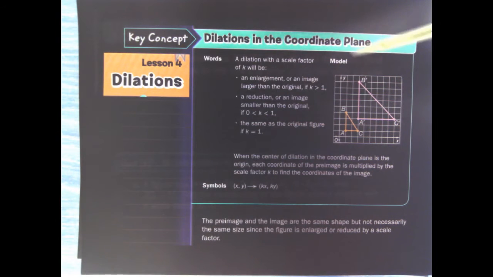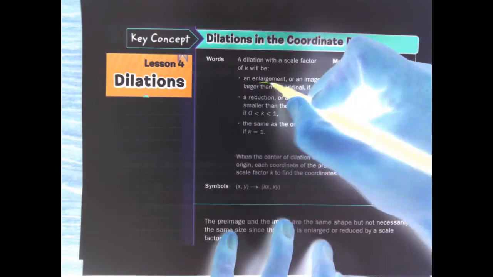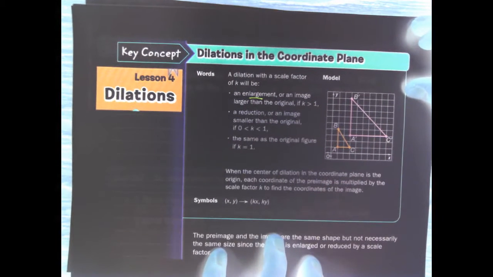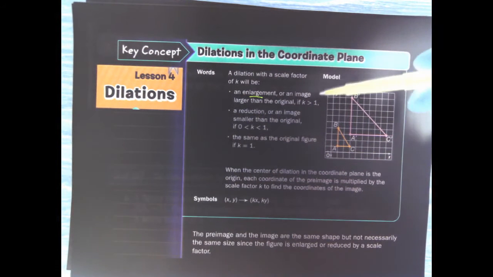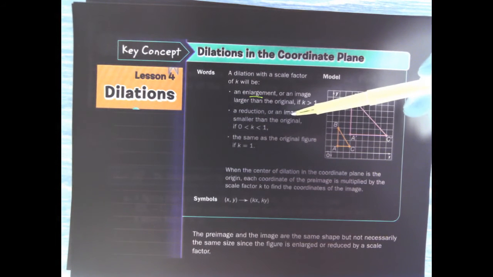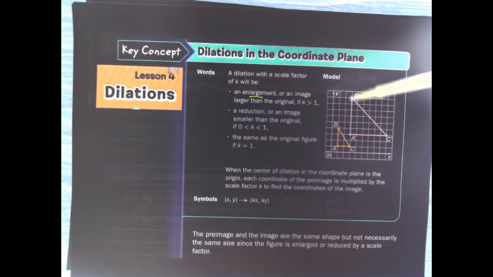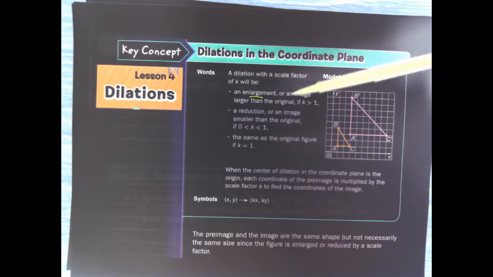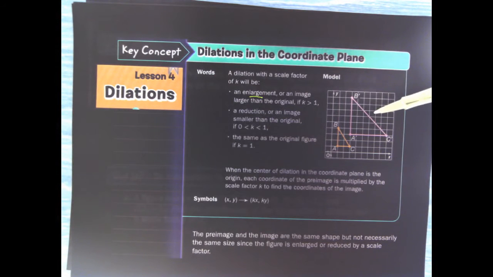Dilations in the coordinate plane. A dilation with a scale factor of k will be an enlargement if k is bigger than 1. So if your scale factor is larger than 1, it's going to be an enlargement. Okay, what does that mean? It gets larger, enlargement. A reduction will be when it gets smaller or it reduces in size, thus reduction. That will be if the scale factor is between 0 and 1, so a decimal or a fraction. And the same as the original figure if it is 1.